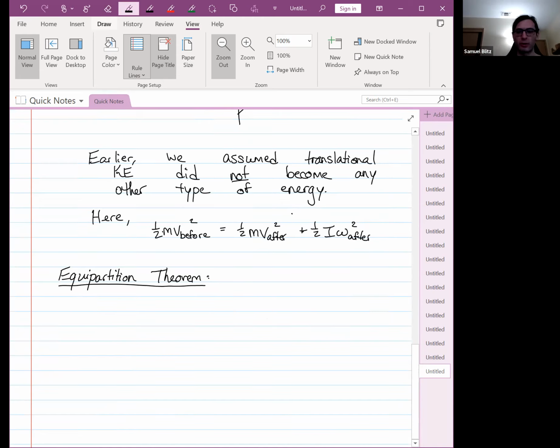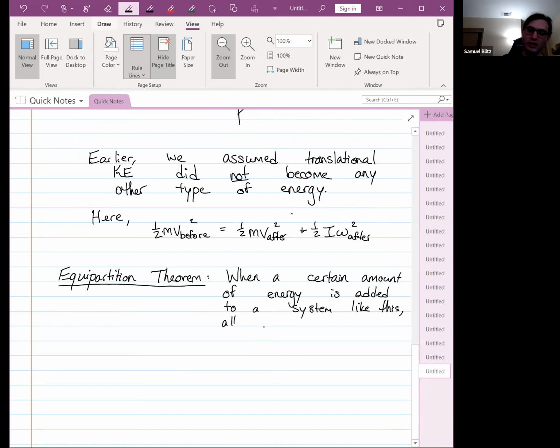So the equipartition theorem, and I'm going to write this out verbatim, is: when a certain amount of energy is added to a system like this, and when I say like this, I mean the things are randomly distributed, like you have a large number of particles, all with random motion and random position and so on, all of the, and here I'm going to introduce a new word, all of the quote unquote modes, you can underline that because it's a new word, that energy can be stored in, or contained in, get an equal share.